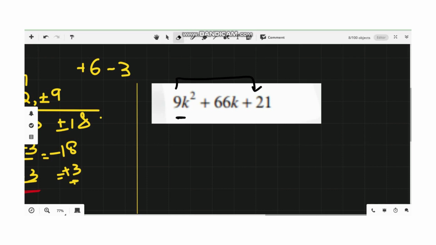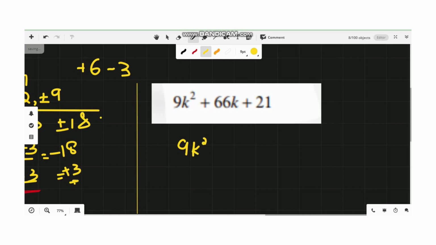But before going on with it, if you look at the equation, these numbers are all divisible by 3. So we can take out the common factor. Sometimes this happens, the equation is given to you with big numbers, and if they are all divisible by some number, you can take it out, make the equation values small, and then you can easily factor it. So 9k squared plus 66k plus 21 equals 0. We will divide both sides by 3.